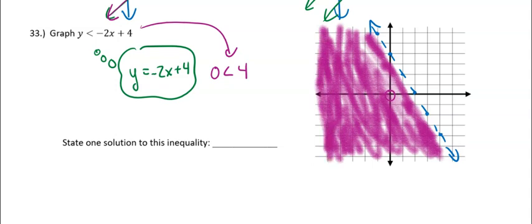And then it asks the question, state one solution to this inequality. Well, you could say, I used (0, 0). That was the one I plugged in, so (0, 0) is a solution. But really, anything in the shaded region would be a solution. So like (-3, 2) would be a solution. Okay, (-4, -1) would be a solution. So any ordered pair from this. So you could pick an infinite number of ordered pairs here that would work for this thing. Okay.